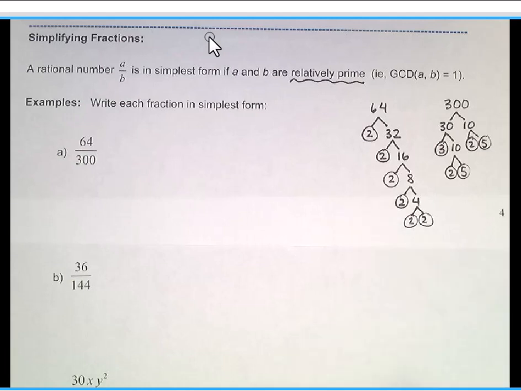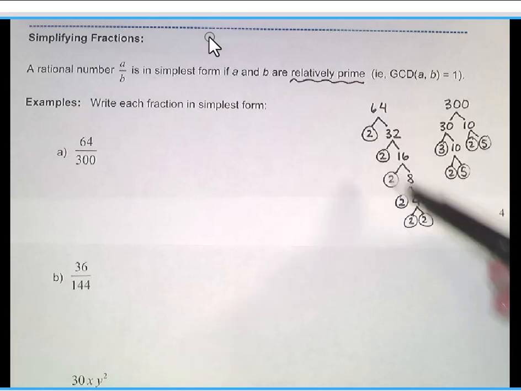So to start off, I think it's easier to use factor trees, and then we're going to go in and cancel. I think it's going to make the math really nice. So I went ahead and did the factor tree for 64 and 300. Your factor tree might look different, but we should all end up with the same circled prime numbers at the end.